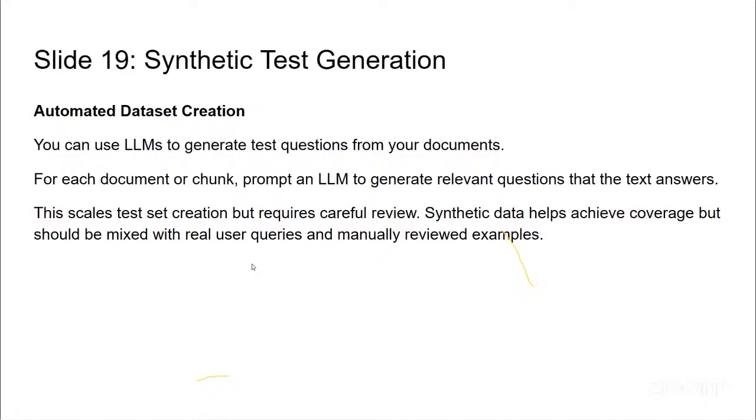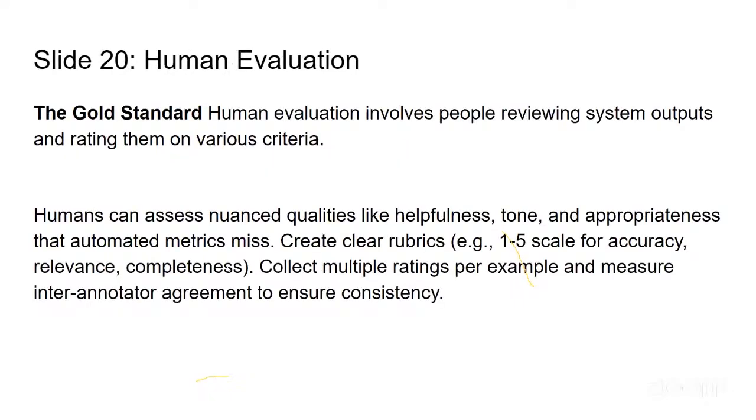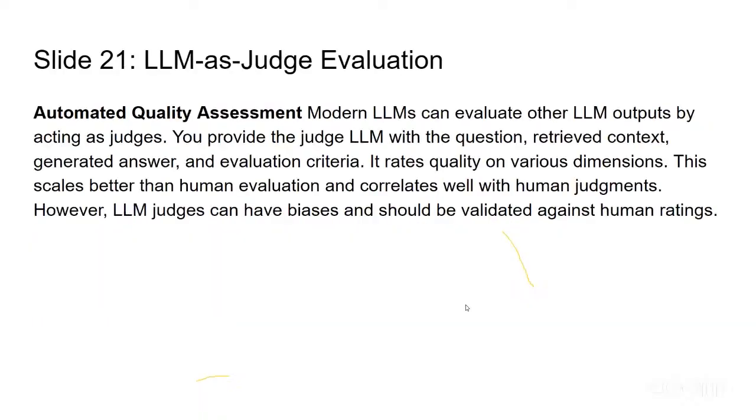Next is human evaluation. Human evaluation is considered the gold standard because it involves people reviewing system outputs and rating them on various criteria. That's important. Then there is automated quality assessment. Modern LLMs can evaluate other LLM outputs by acting as judges. Has anyone heard of LLM as a judge?